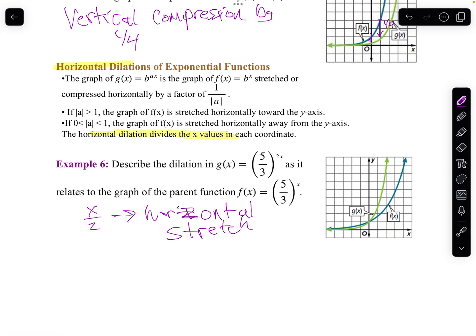Okay, so we talked about greater than 1, and I did less than 1, didn't I? So if I do less than 1, I'm going to stretch it horizontally away from the y-axis. If it's greater than 1, I'm going to compress it horizontally towards the y-axis. In other words, if my number is bigger, it gets closer to the axis. You can see here in this static picture how it got closer. That's what we're doing.